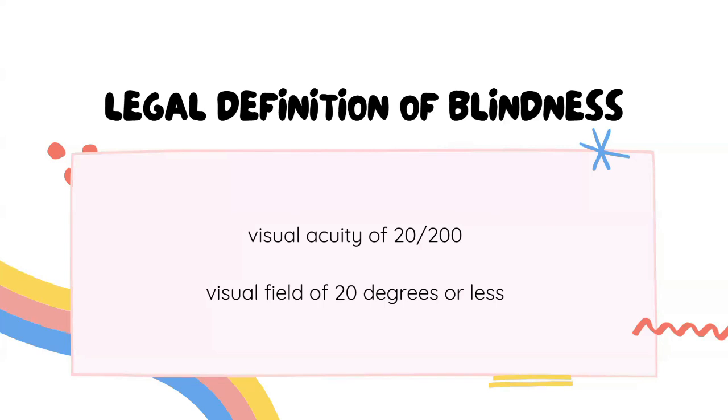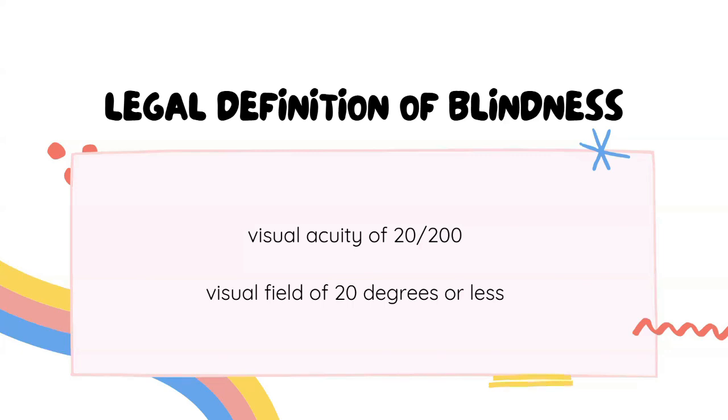So, how does the legal definition of blindness help in determining who qualifies for disability benefits and supportive services? The legal definition of blindness helps determine who qualifies for disability benefits and supportive services by setting clear medical criteria. This ensures that individuals with severe vision loss can access financial aid, assistive devices, mobility training, and educational support to help them live independently.